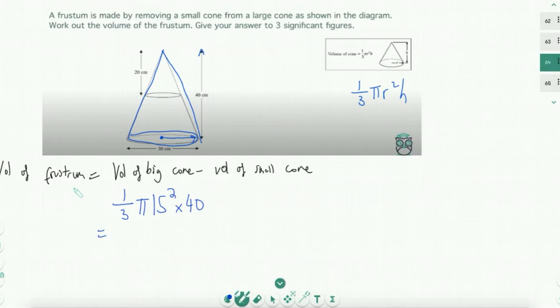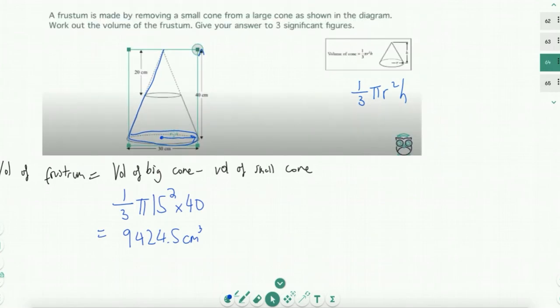So let's put that in our calculator. 1/3 times pi times 15 squared times 40. And that gives me a volume of pretty much 9424.5 centimeters cubed. All right. So that's the volume of the big cone. Now we have to find the volume of the small cone.